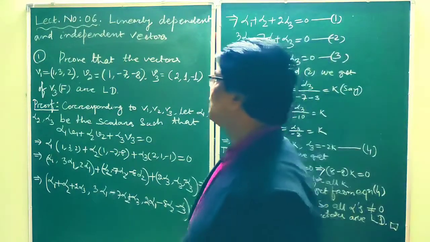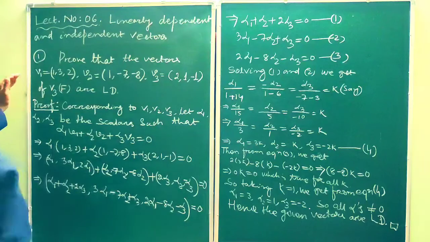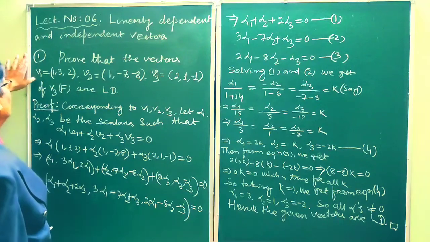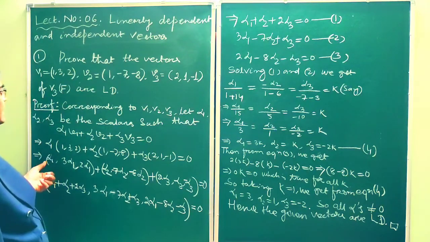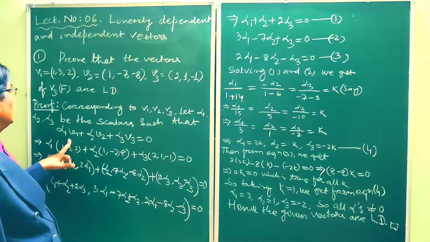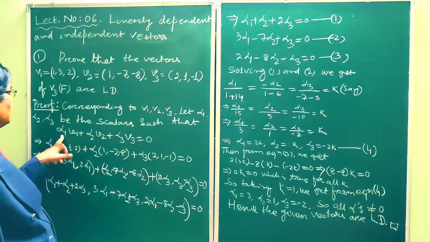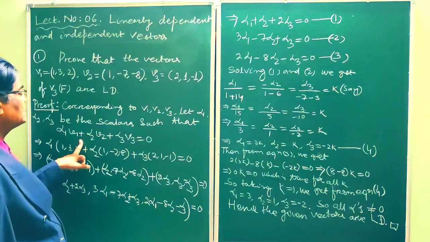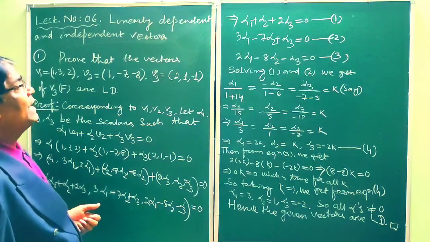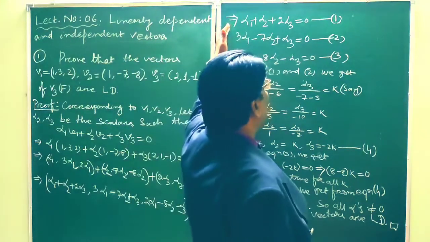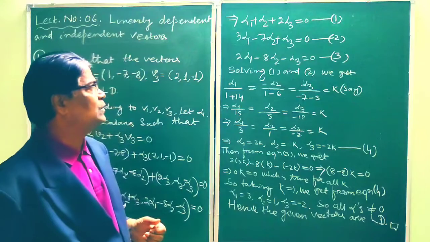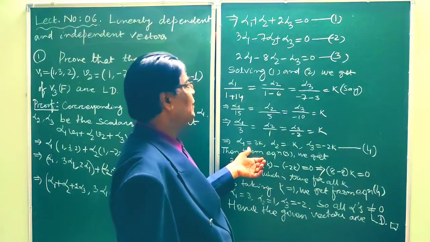Here, the question is prove that v1 = (1, 3, 2), v2 = (1, -7, -8), v3 = (2, 1, -1) of R3 are linearly dependent. So corresponding to these three vectors, we are taking alpha 1, alpha 2, alpha 3 as the scalars, so that the linear combination alpha 1 v1 plus alpha 2 v2 plus alpha 3 v3 is equal to 0. Now putting the values of v1, v2, v3, after simplification we get three equations, equations 1, 2 and 3.